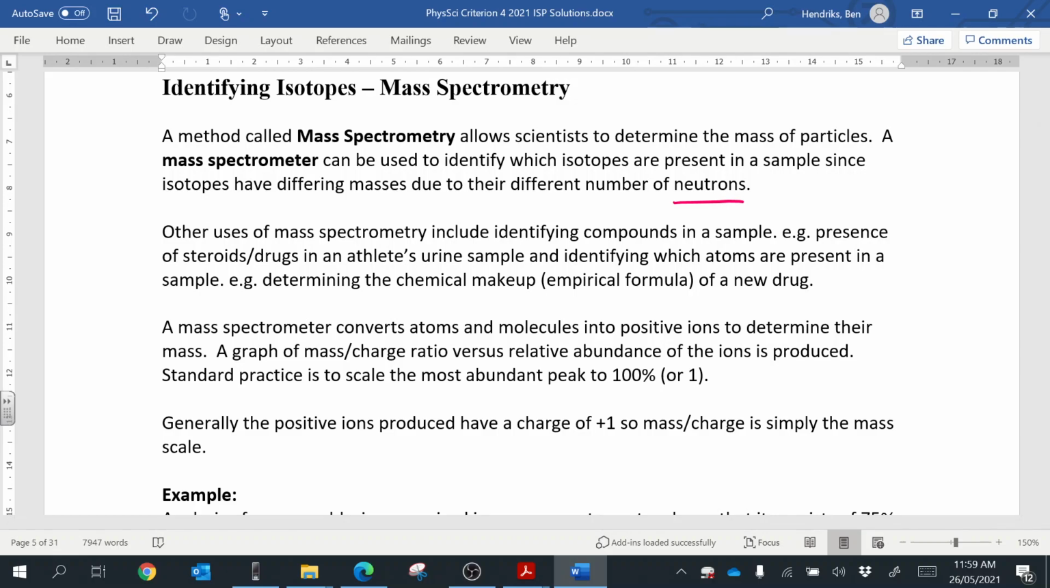A mass spectrometer converts atoms and molecules into positive ions to determine their mass. A graph of mass/charge ratio versus relative abundance of the ions is produced. Standard practice is to scale the most abundant peak to 100% or 1. Generally, the positive ions produced have a charge of +1, so mass/charge is simply the mass scale.